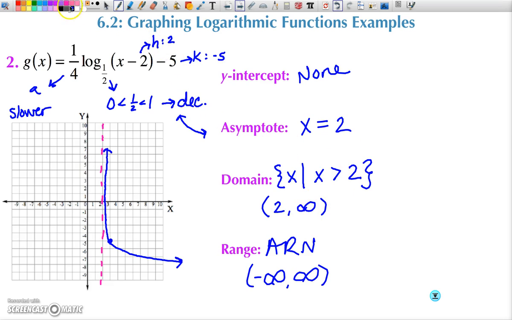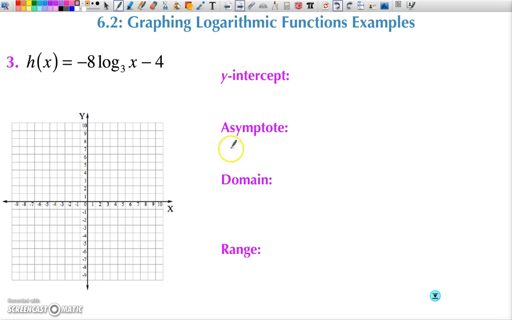And again, that's coming from the 2 as your h value, the 2 as your asymptote, and the 2 is used in your domain as well, which is all the exact opposite of what we were doing with our exponential functions. And now let's go ahead and look at one that has a negative.